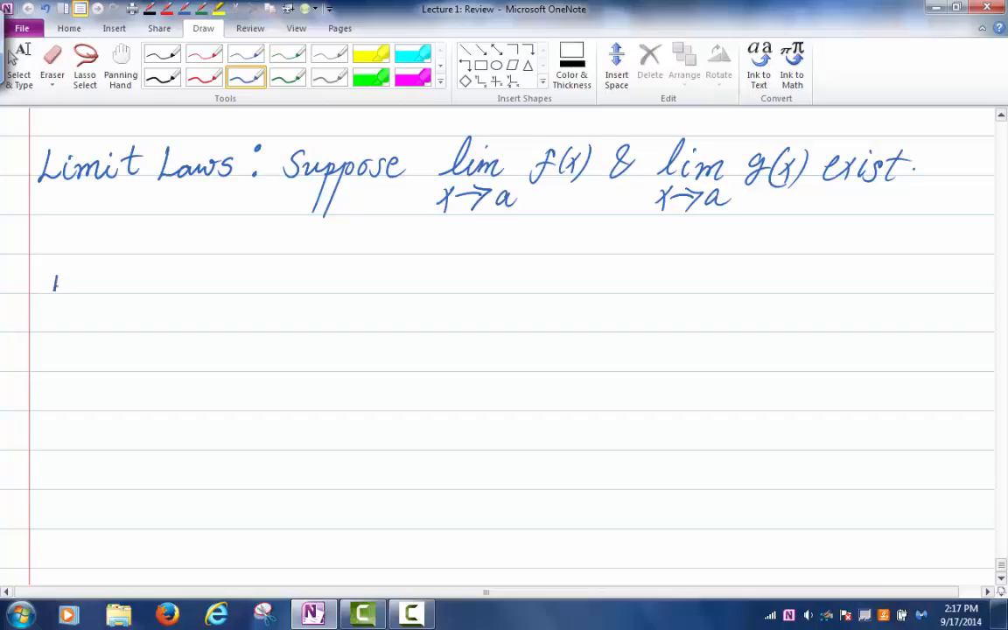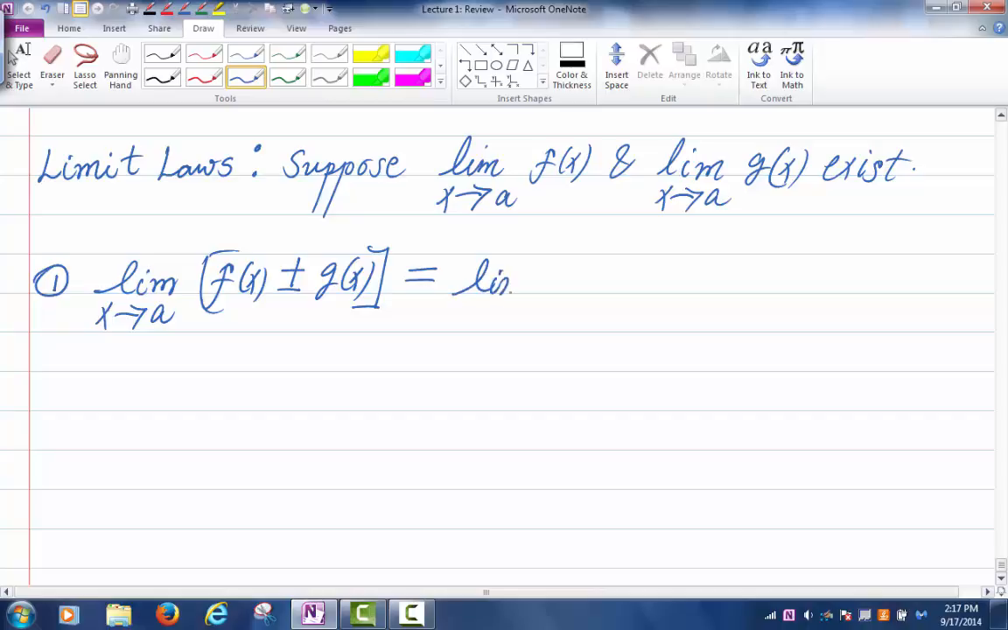So rule number 1. I didn't give you this last time, did I? No. Okay, rule number 1, the limit as x goes to a of f of x plus or minus g of x. So if I know the limit of f, if I know the limit of g, what's the limit of the sum or difference? Well, it's just the sum of the limits. So limit x goes to a of f of x plus or minus the limit as x goes to a of g of x.